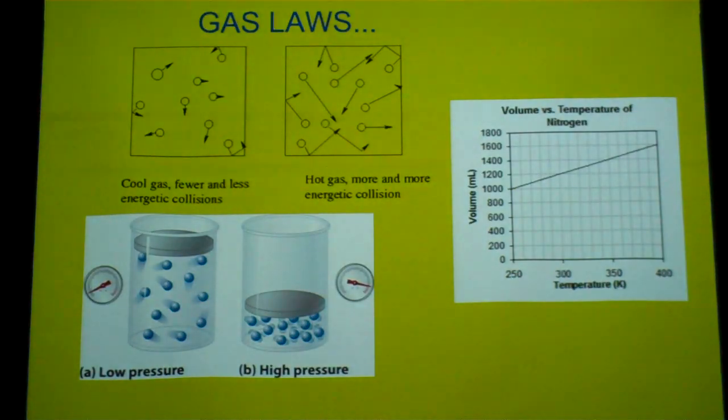Taking a look at gas laws graphically, we see in this first picture up on the top where we can speed up the particles by increasing the temperature. We also notice on this diagram here with the two containers with high and low pressure, as you change the pressure, you also change volume. And then graphically, you have here volume versus temperature. As the temperature increases, so does the volume.